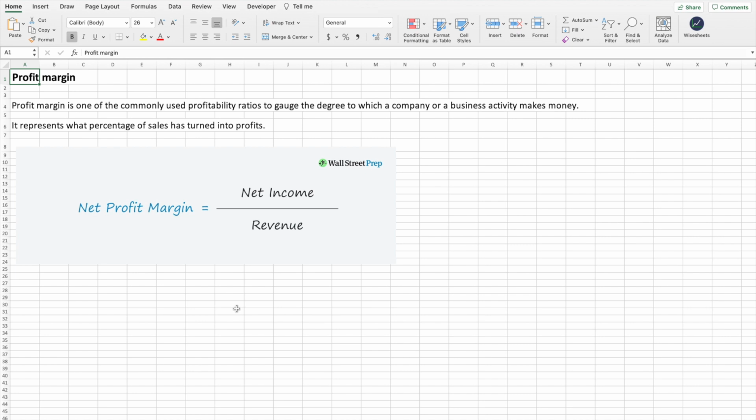And so the formula to be able to calculate this is very simple. All you have to do is take the net income of the company and divide that by the total revenue of the company. Again, this can be done on an annual or quarterly basis.